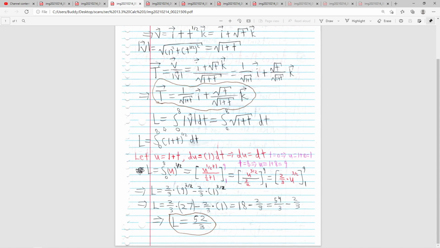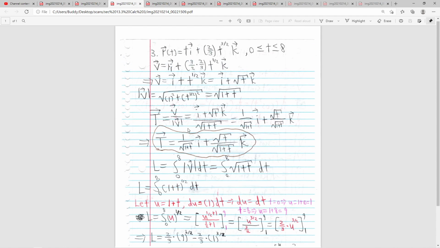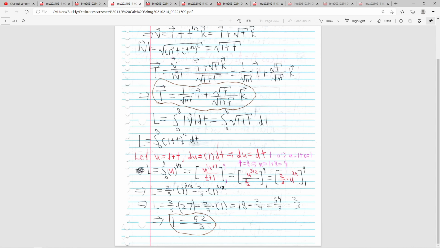Now we have to find L. This is the integral of the square root of 1 plus t, which is 1 plus t to the 1/2 power. So we can use that power rule, but we can't use it without making it a little bit simpler. We make a u substitution for this. It's fairly obvious that we're not going to be able to cancel out, and I'll show you a real quick review of this.